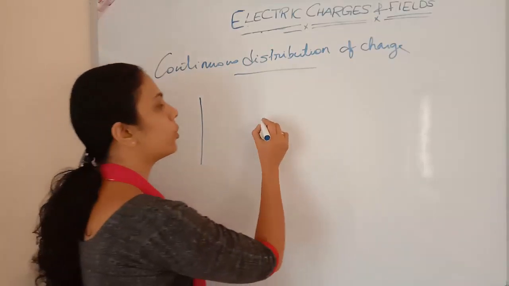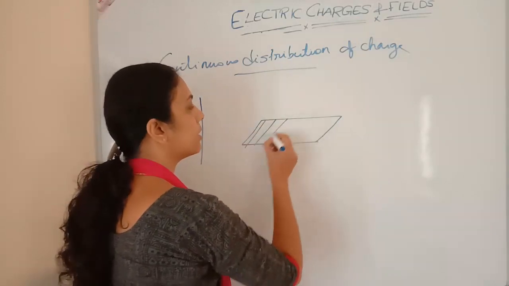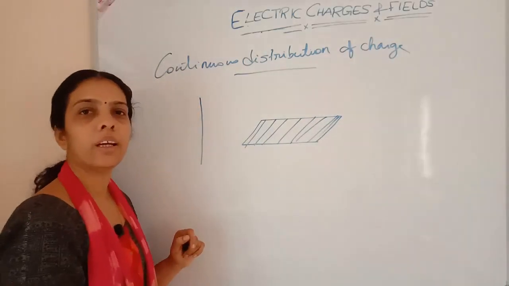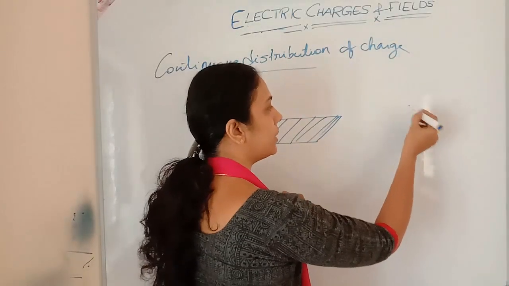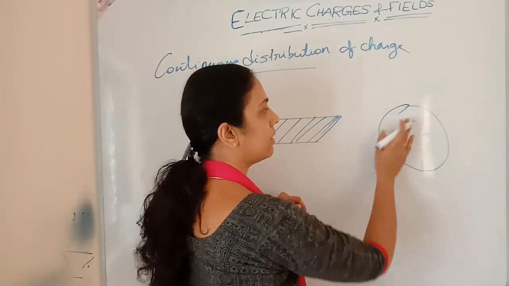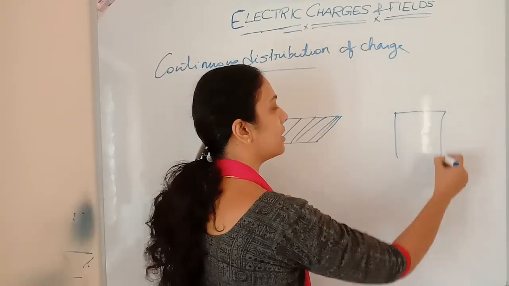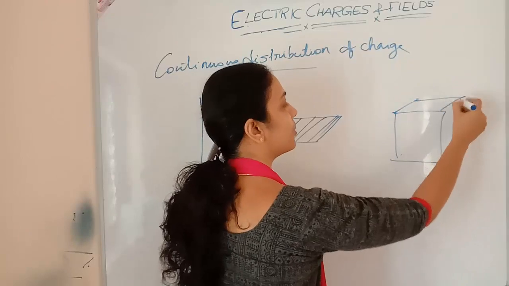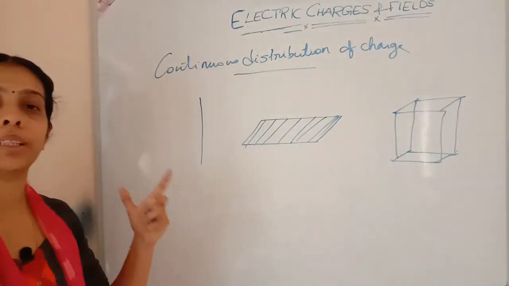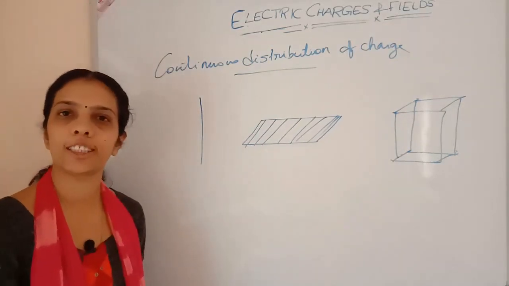Or if I want to find out the charge on the surface of a sheet. Or what will be the charge which is present inside and outside, in a three-dimensional way, like a sphere? Drawing the sphere in a three-dimensional way is difficult for me, so I don't know how to draw. So in this volume, what will be the charge distribution? How can we find out? Here we can't consider it as point charges, right?